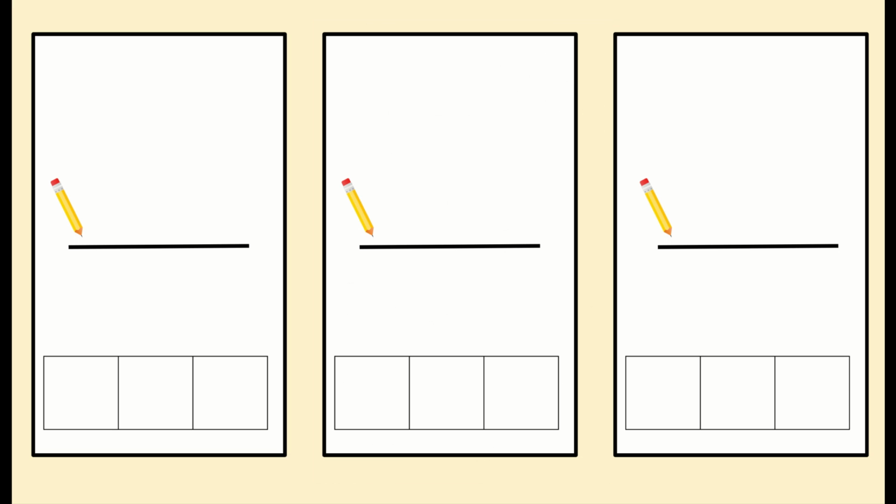Now let's practice spelling some of those words. The first word we're going to spell today is the word ban. Say it slowly, listen for the sounds, and then write the letters that spell the word ban.